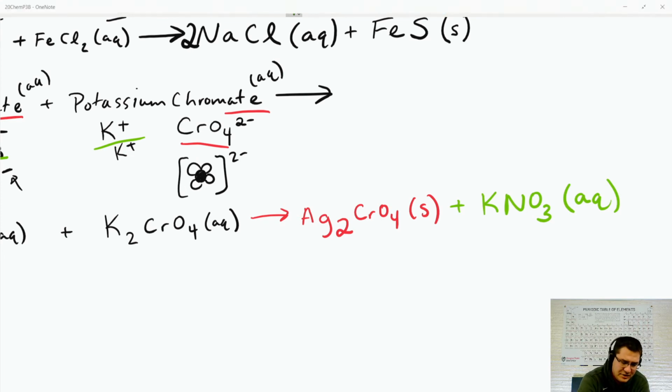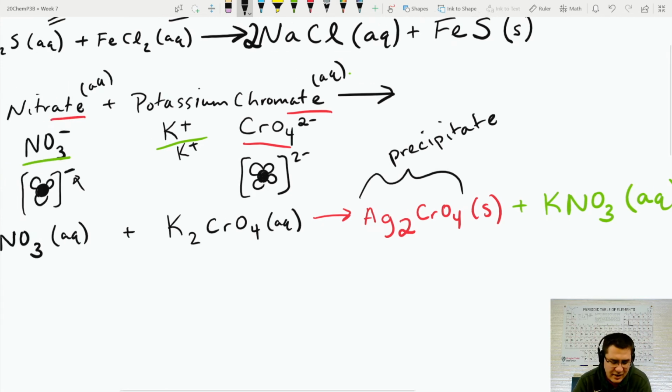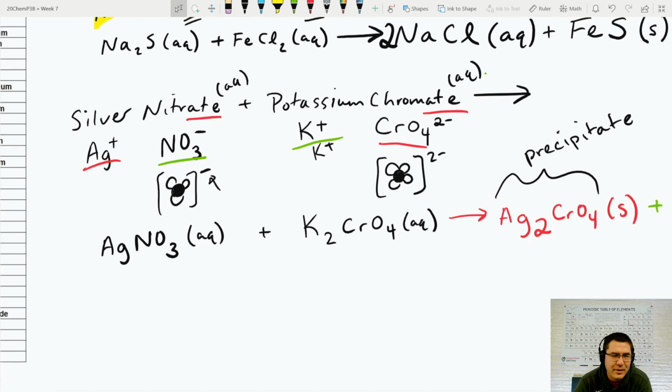So here the precipitate, we show it as a solid, with an S. And so that's how we deal with polyatomic ions. So this is new, and we're going to talk more about it tomorrow.